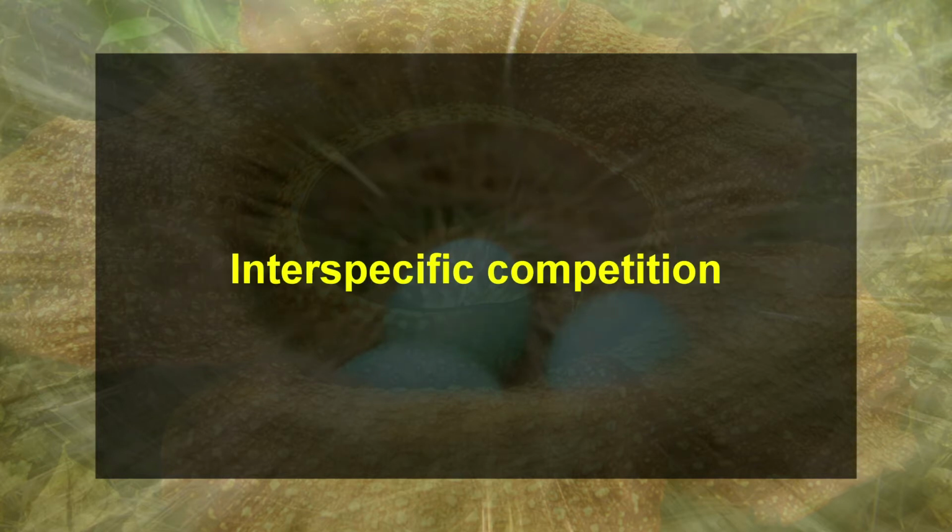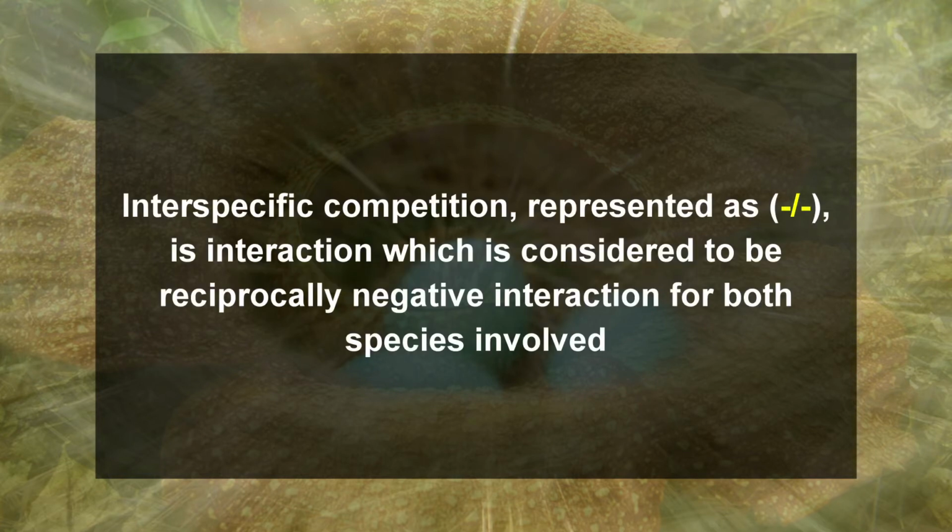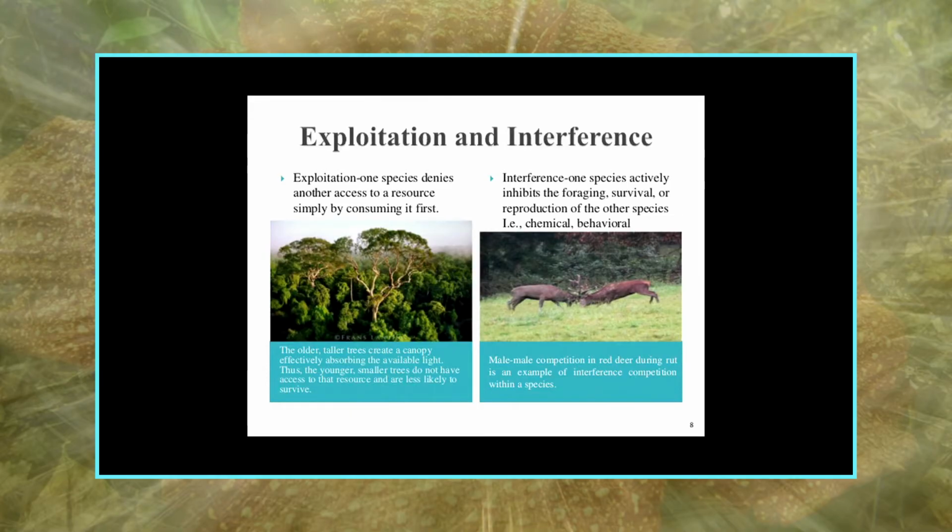Let's start with interspecific competition. Interspecific competition, represented as negative, is an interaction which is considered to be reciprocally negative for both the species involved. Mill 1961 and Odum 1959 defined interspecific competition on the basis of cause of competition, known as exploitative competition, and effect of competition, known as interference competition, respectively.